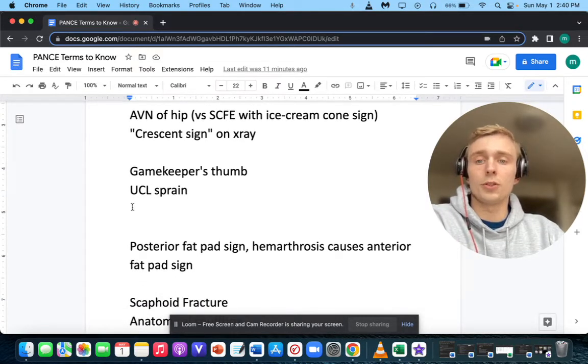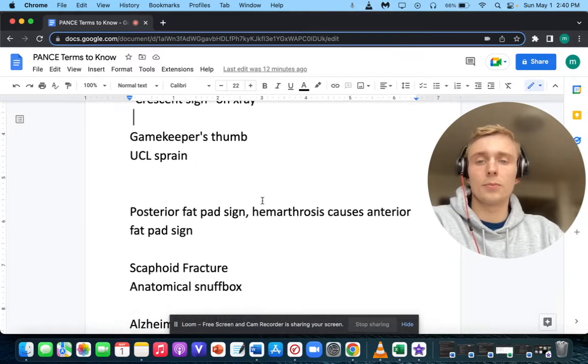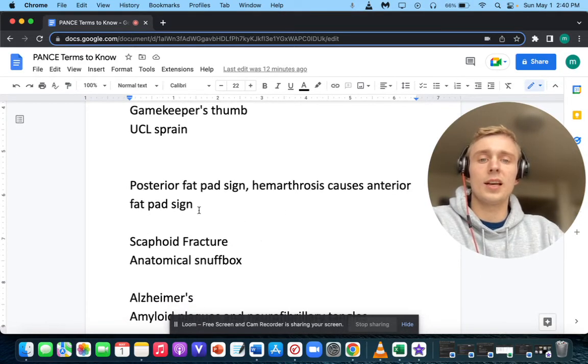UCL sprain, the ulnar collateral ligament sprain, you want to think of gamekeeper's thumb, also called skier's thumb. If I say fat pad sign or posterior fat pad sign, you want to think of a supracondylar fracture, for a posterior or anterior fat pad sign, and that's hemarthrosis around the joint.